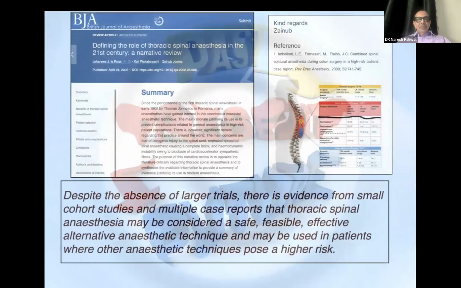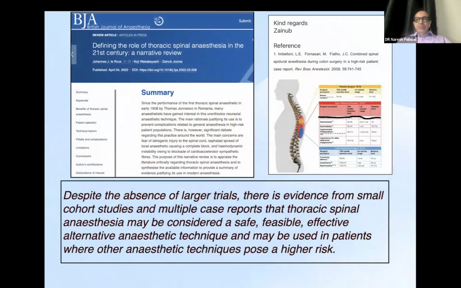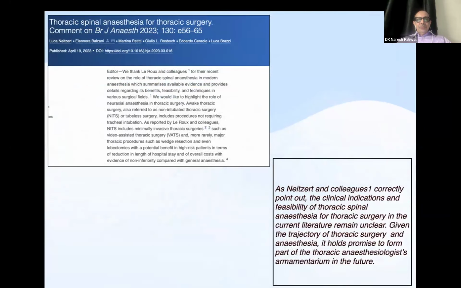Now, about this article in BJA, it was in April 2022, and the chart they published had some fallacies. I conveyed this to the editor, and they have accepted the fallacies and are about to publish the corrected chart. In the same journal, there was an article about the use of thoracic spinal for thoracic surgeries. Given the trajectory of thoracic surgery and anesthesia, it holds promise to form part of the thoracic anesthesiologist's armamentarium in the future. And I'm happy to share that my article is also accepted in BJA, and it will be published within 2-3 days.